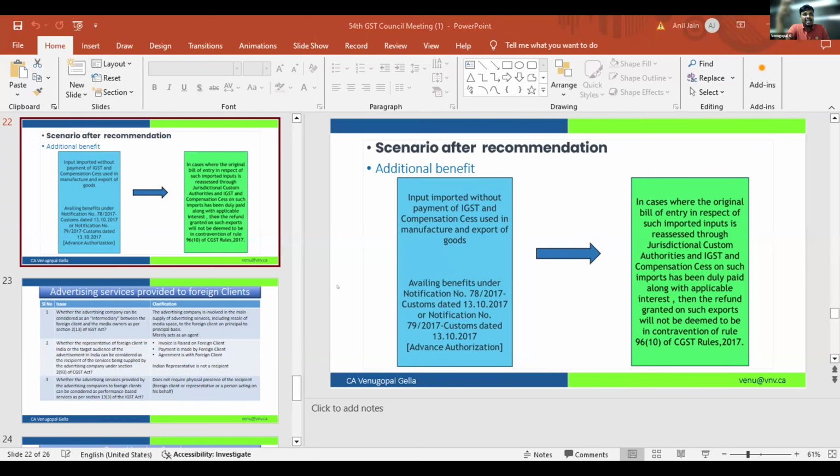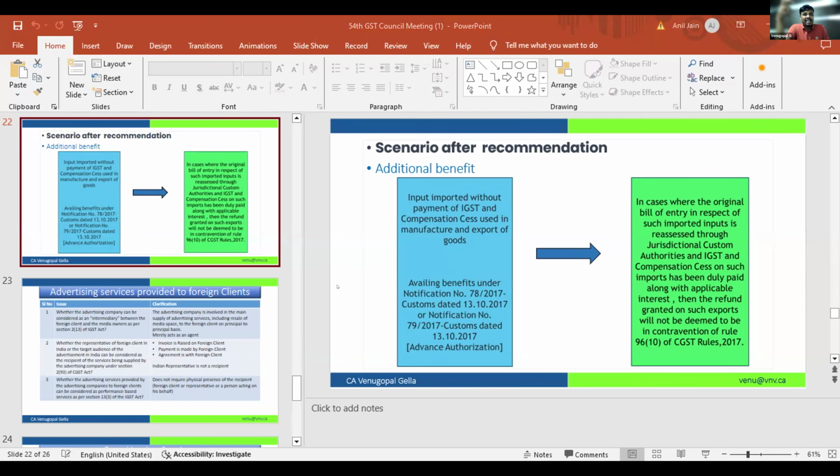Another issue which arose was clarification sought for performance-based service. Like intermediary, here the place of supply is your location of service provider. When it comes to performance-based, place of supply has been defined as where the service is actually performed or where a person is required to be physically present in order to provide the service. Now, in the advertisement industry, there is no need for physical presence of the service recipient, meaning the ultimate customer. I'm not talking about the foreign client, but the targeted audience. There is no need to be physically there in order to provide the service. So it will also not fall under performance-based.